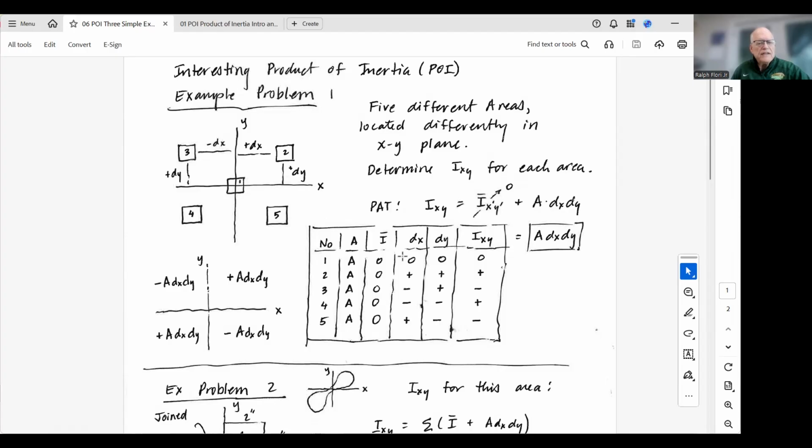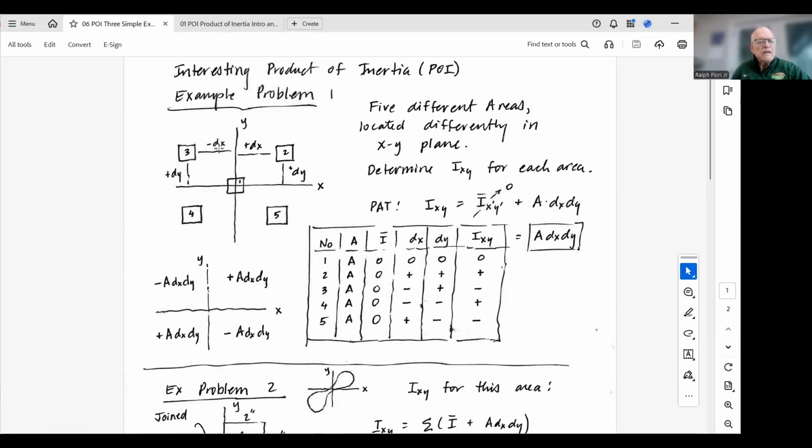But then if you look at the dx and dy values for each of these areas: for area 1, the dx and the dy are 0. For this area, the dx is positive, the dy is positive. For this area, the dx is negative, the dy is positive. So remember, dx is measured from the y-axis to the area. dy is from the x-axis to the area.